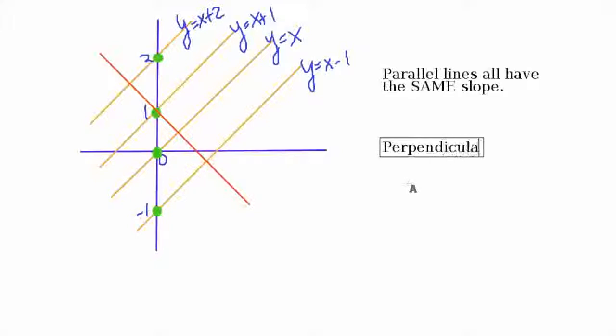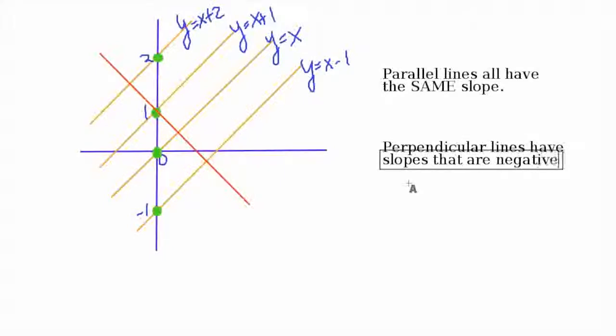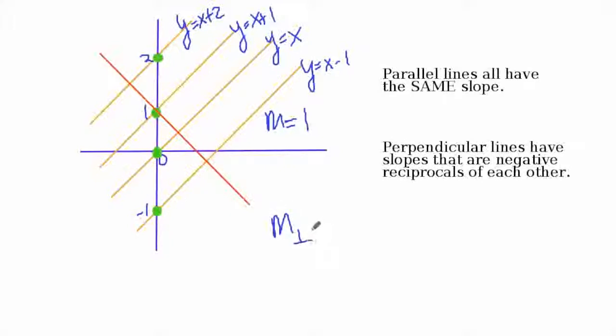Perpendicular lines have slopes that are negative reciprocals of each other. So I take the slope of the orange line, m equal to 1, and so the slope of the perpendicular line, by the way, the symbol for perpendicular is an upside down t. So what I do is I invert it, 1 divided by the slope, and then I put a negative. So -1 is the slope of the red line.